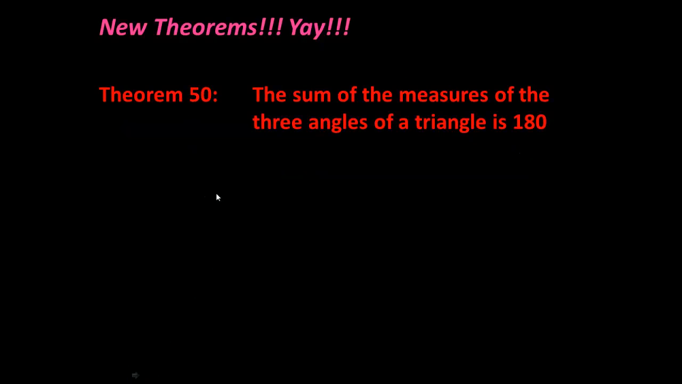New theorems, yay! Okay, theorem 50. The sum of the measures of the three angles of a triangle is 180. Pretty self-explanatory, you know that, but how do you know that? How do you know that a triangle is always going to add up to 180?